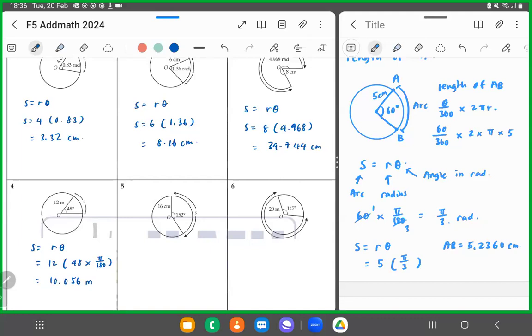Okay, and then the next one, S equals R theta. R is 16, theta is 152 degrees. Change it to radian, so times pi over 180. So you will have 42.448 cm.